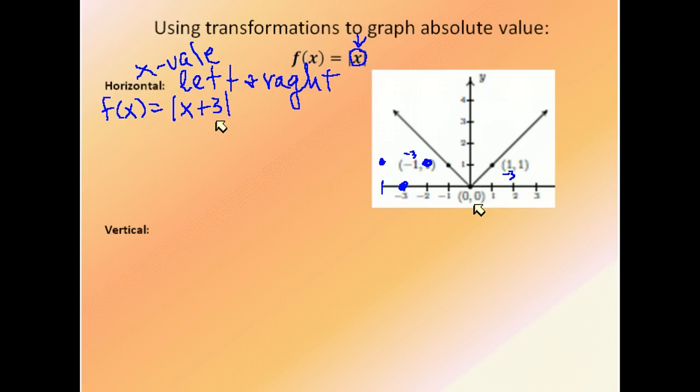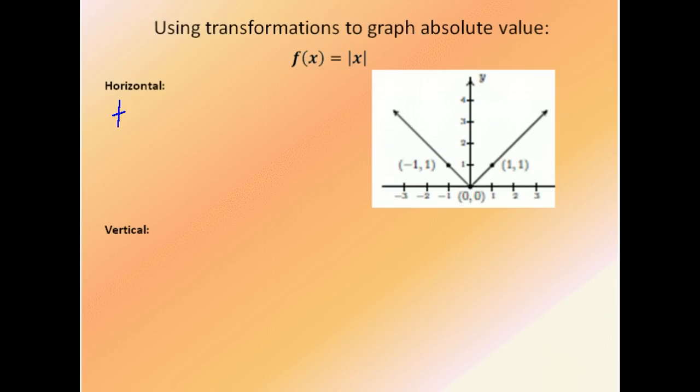Okay. Nothing else has changed. I haven't multiplied by anything, so nothing else has changed, only the location of that v. It goes up at exactly the same rate, only now it's 3 to the left of where it was originally. Okay, so remember, adding inside the function moves it to the left. I'm going to erase now, so if you need to write things down, go ahead and do that and pause it.